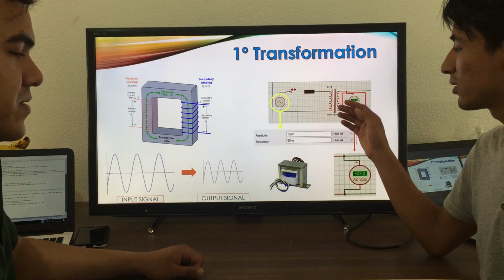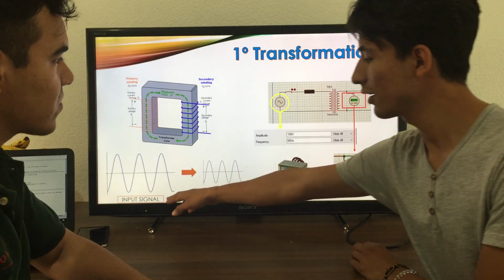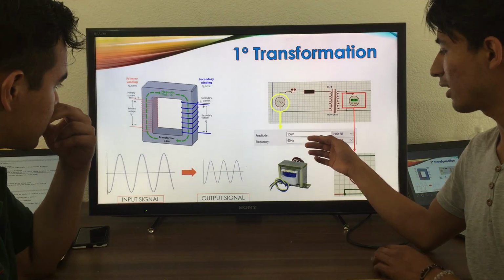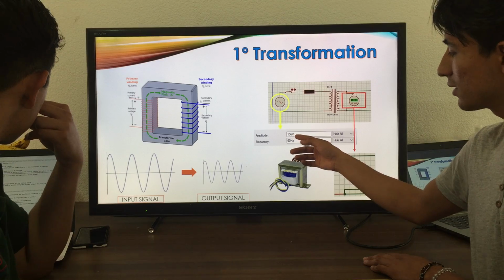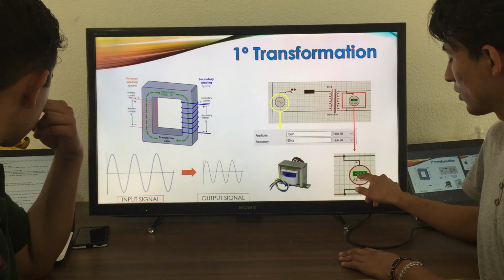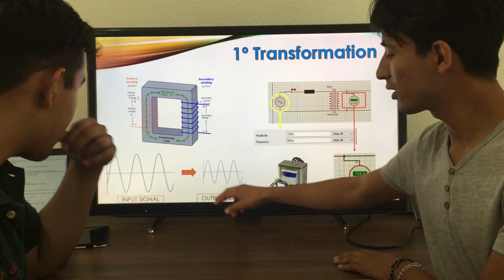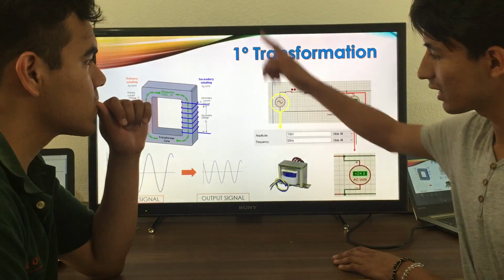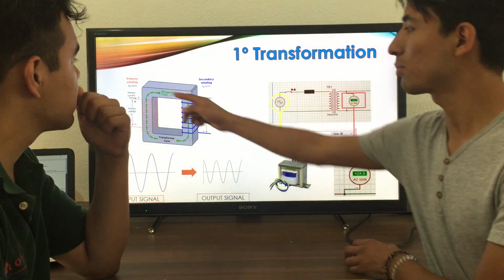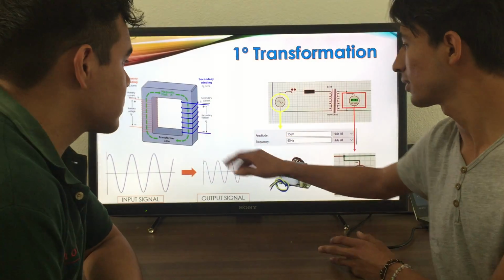In the stage of transformation, we transform a high voltage to a lower voltage than the original input signal. In this case, we have a peak signal of 156 volts at 60 Hz, and we transform it to 24 volts. But the input signal and the output signal are the same alternating sine signal. There are two coils, the primary coil and the secondary coil, where we have different values of voltage.